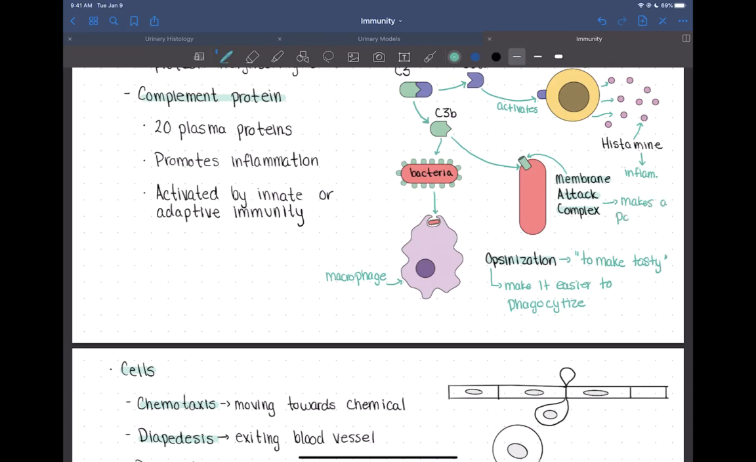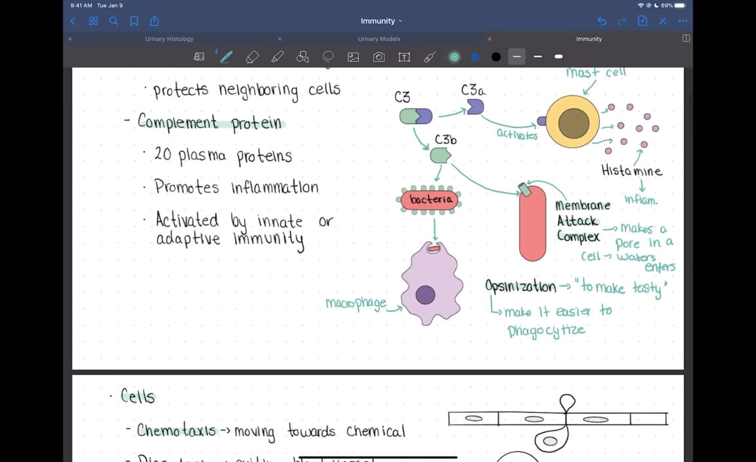And that's going to allow water to move into the cell. All right, so pore in a cell, water enters, and we know from A&P 1 that water entering will cause the cell to swell and possibly even burst, lysis. All right, so that will essentially kill the cell, that membrane attack complex. All right, so that's complement.